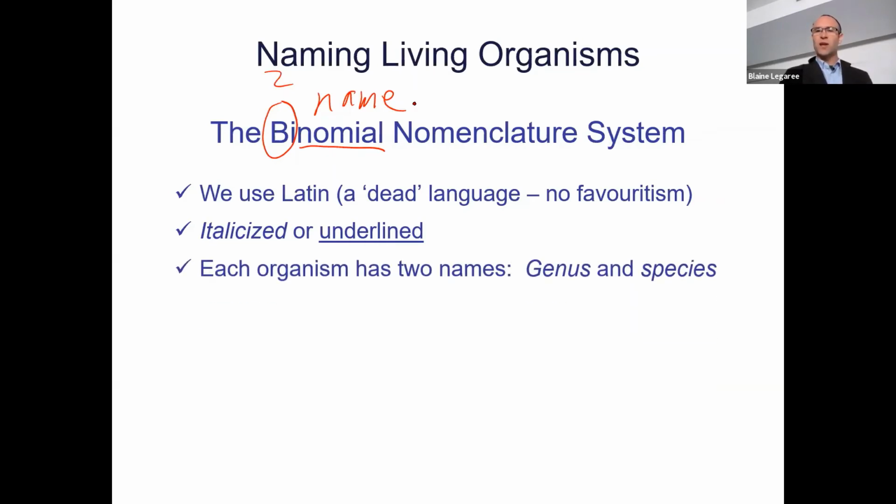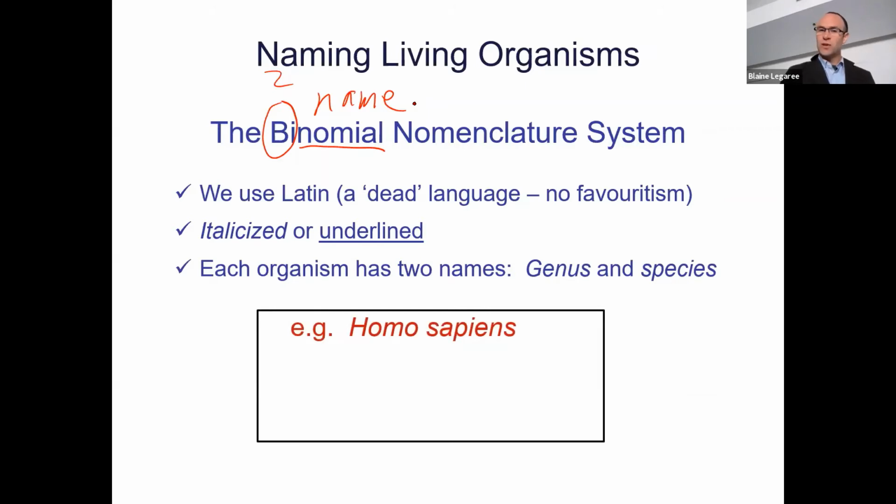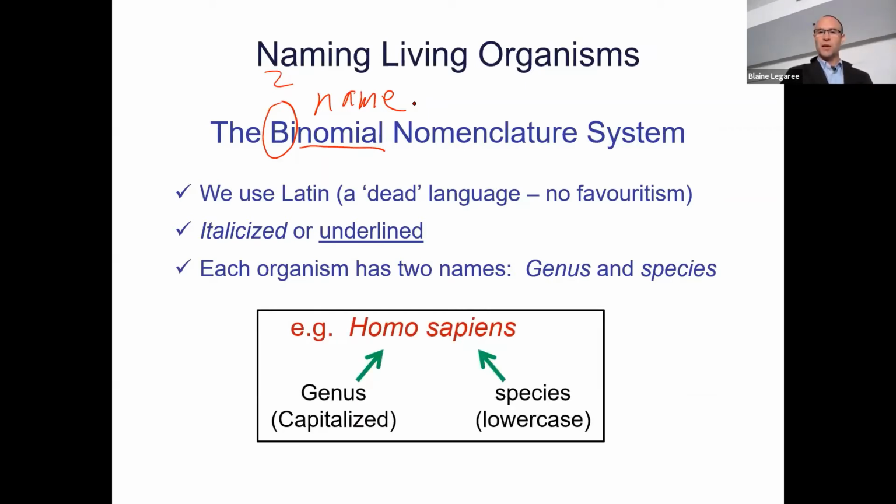Every organism has two names, genus and species. So the example of Homo sapiens, there's the genus, there's the species. Notice it's italicized. Notice the genus is capitalized and the species is lowercase.